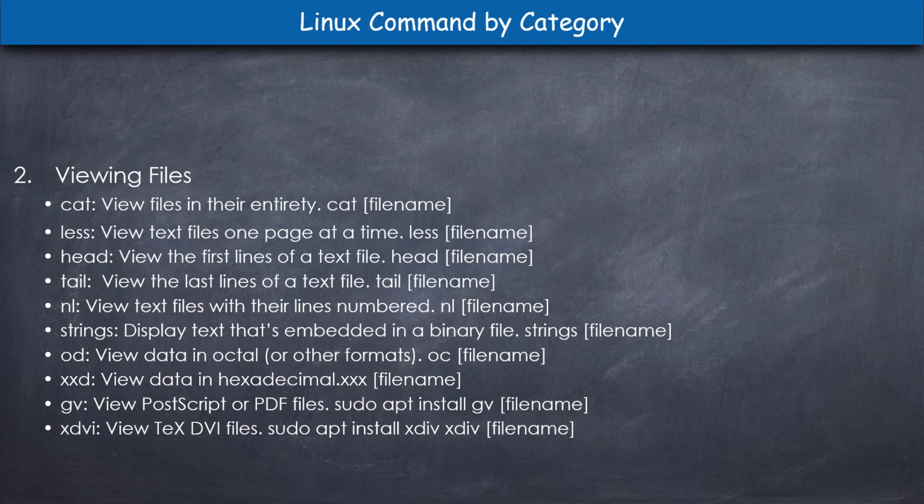Then we have tail. This is just the opposite of head. So this will display you the content from the end of the file. Suppose you want to see 10 lines of content of a file from the end, so you will give tail hyphen n and 10, and the file name, and it will display the content from the end.